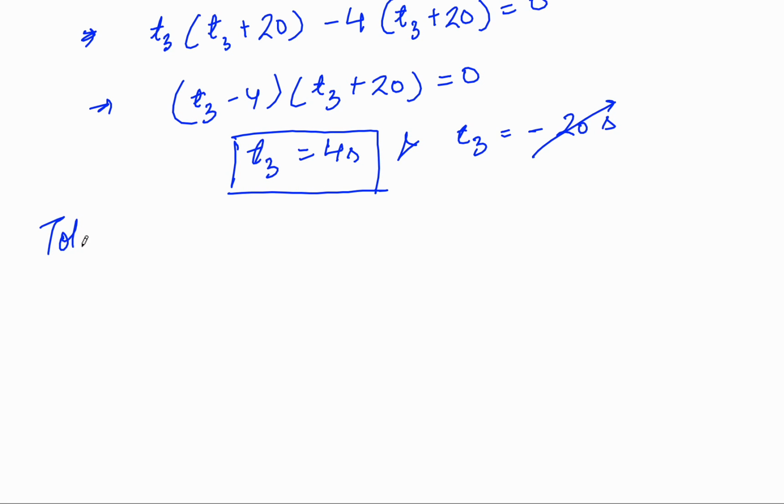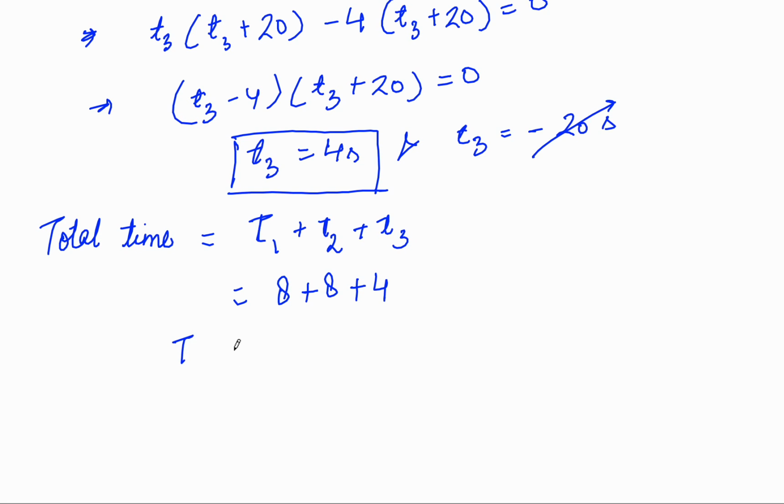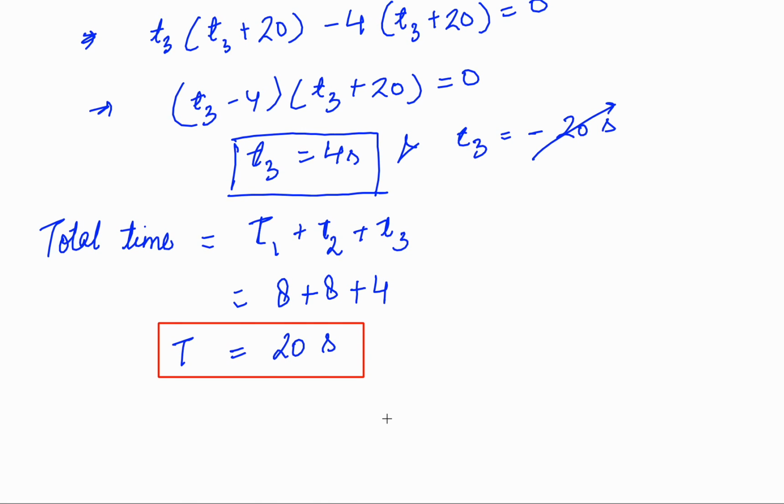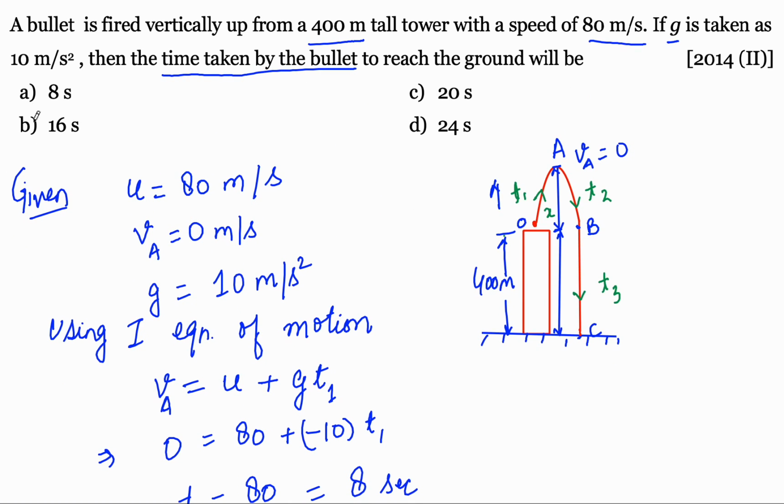I told you the total time of flight of the bullet will be T1 plus T2 plus T3, and you know that T1 and T2 we have found out, which is 8 plus 8, and this is coming out to be 4. So total time will be 20 seconds. And as you can see, it is 20 seconds. Okay, and here you can check the answer. It is option number B is the correct answer. Sorry, option number C is the correct answer, which is 20 seconds.